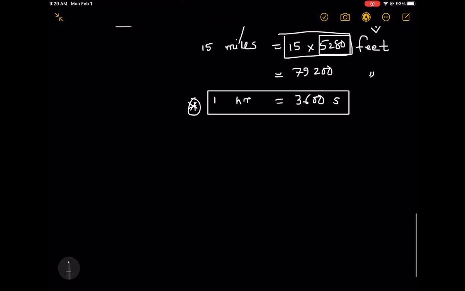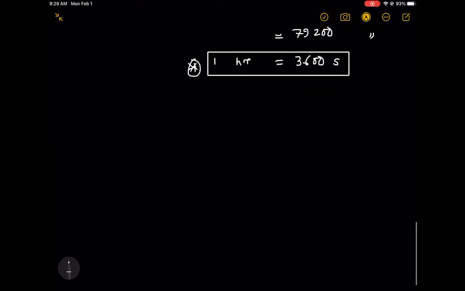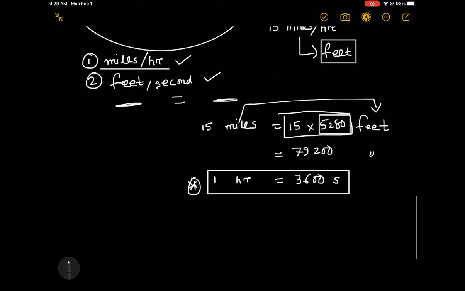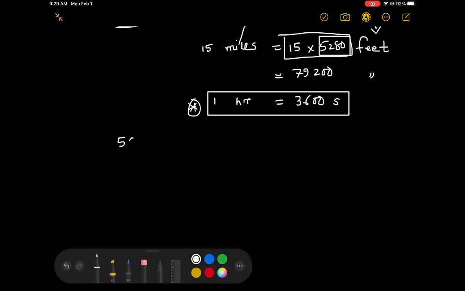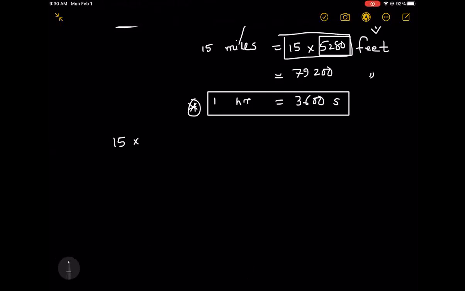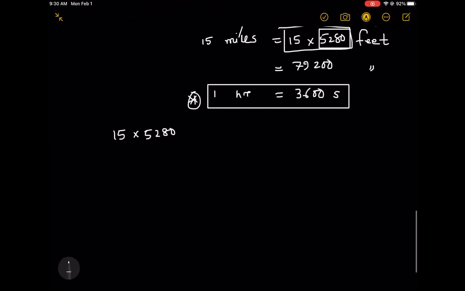Now we need to set up the equation. Let's do that without wasting any more time. So we have 15 miles per hour. So it would be 15 times 5280 feet. I'm not really using the final product; I'm keeping it so that it's easier to cancel out one or two things. And per hour will give us 3600 seconds. You can clearly see we have converted from miles per hour to feet per second.